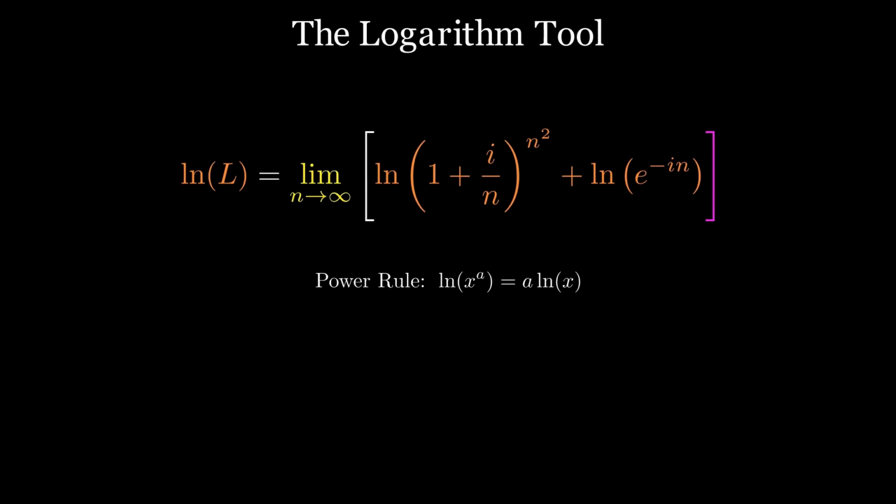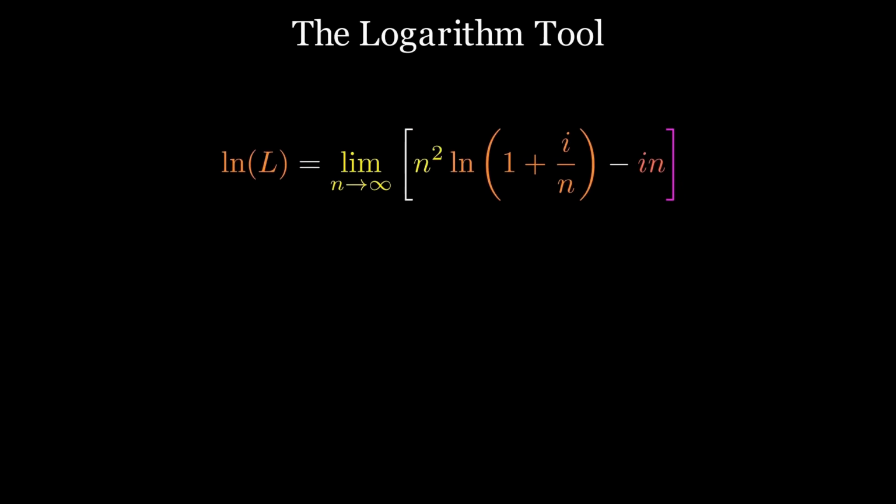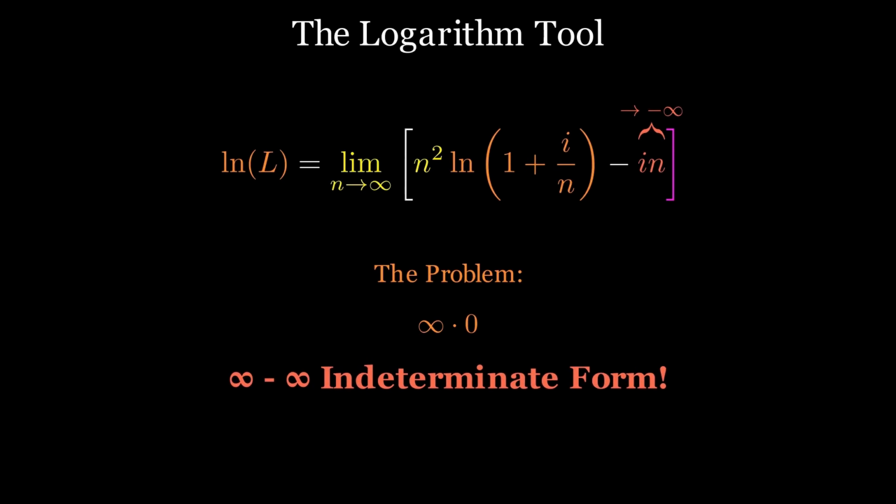Now use the power rule. Natural log of something to the n squared becomes n squared times the natural log of that something, and the natural log of e^(-in) is just -in, so we get ln L equals the limit of n² ln(1 + i/n) - in. But here's the catch. n squared goes to infinity, while the natural log term goes to 0, and we're subtracting something that also grows without bound. So it's an infinity minus infinity situation.